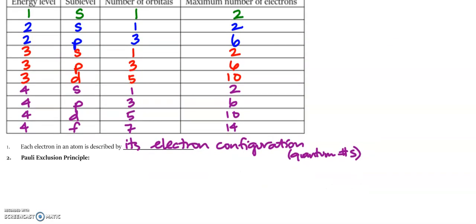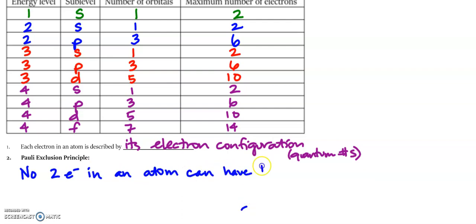So the Pauli exclusion principle states that no 2 electrons in an atom can have the same four quantum numbers. That means that they cannot have the same electron configuration, individually. And that also means, more importantly, they can't be in the same space.